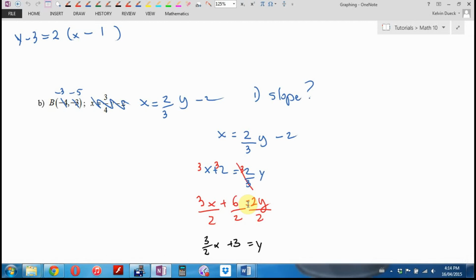What's the slope of that line in black that I just wrote at the bottom of the page? 3/2. The second question was, have I got a point?